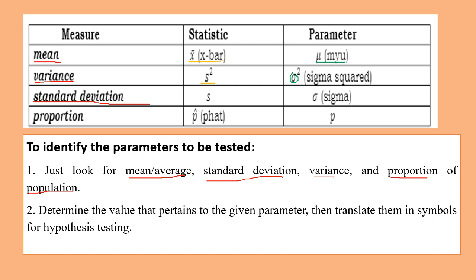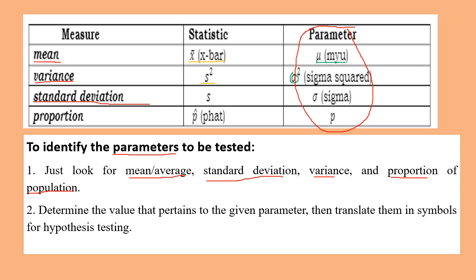The symbols of parameter that we are going to use are mu, sigma squared, sigma, and the symbol p. Since this is to identify the parameter to be tested.